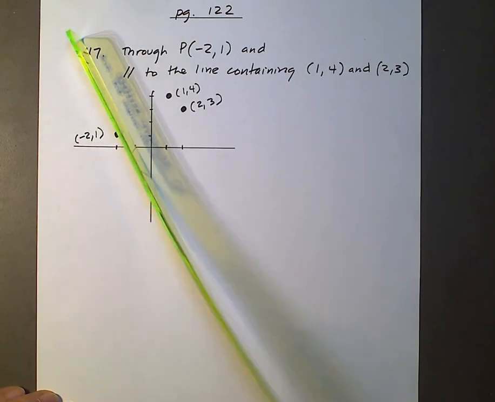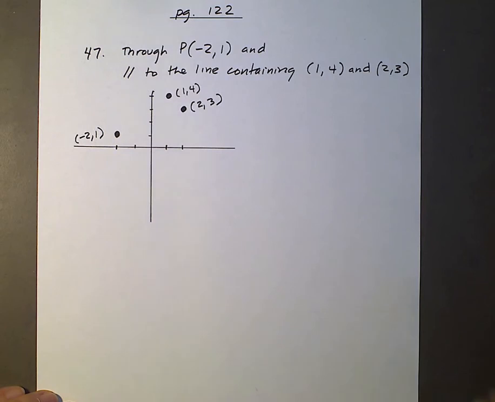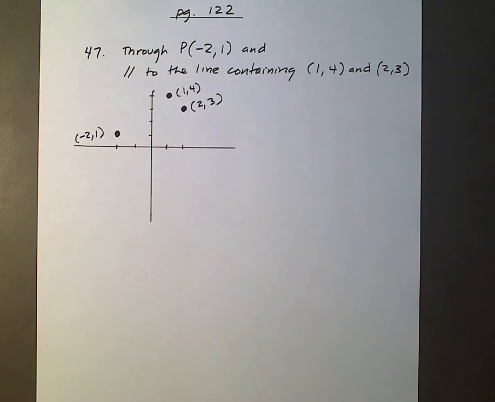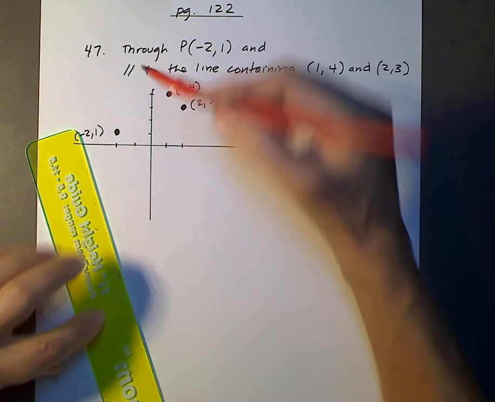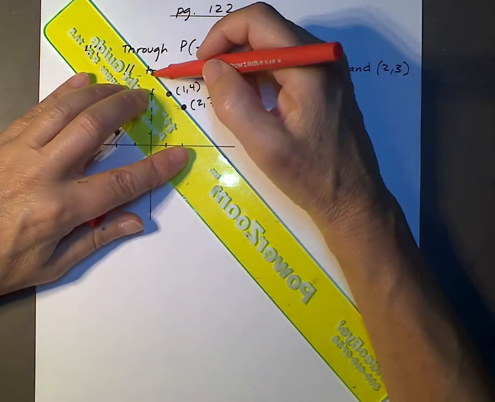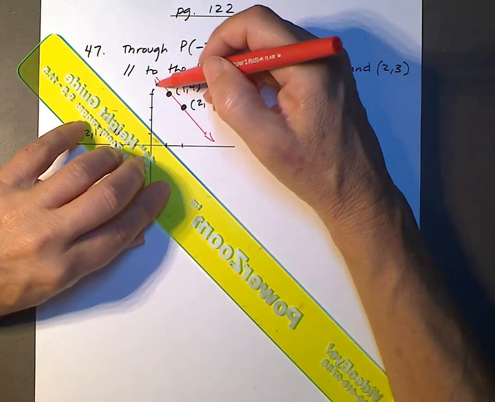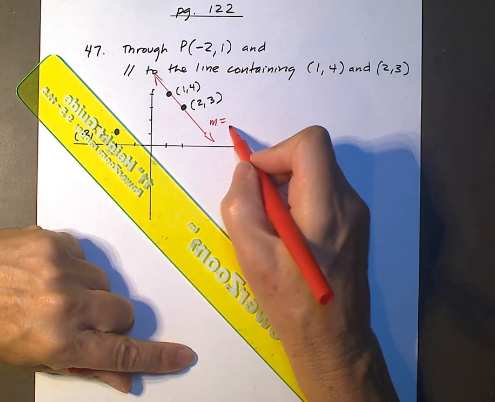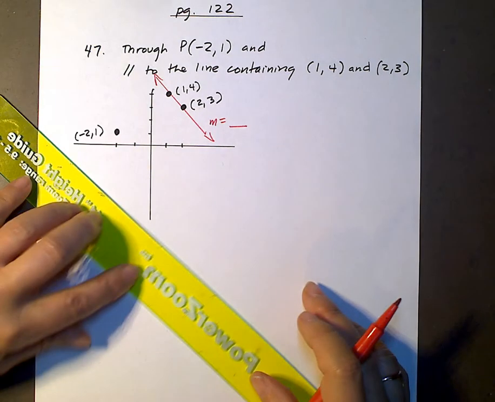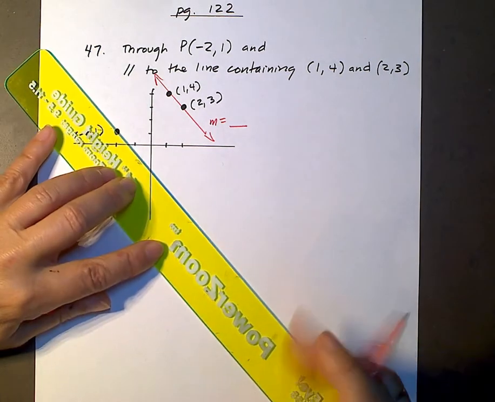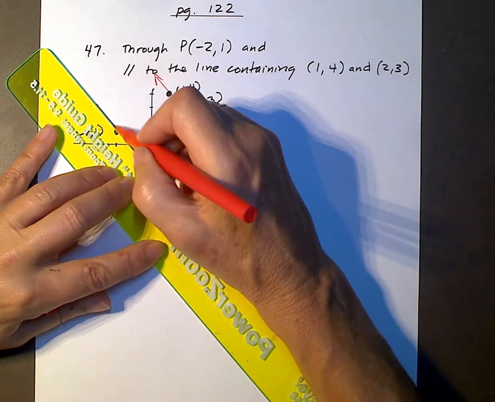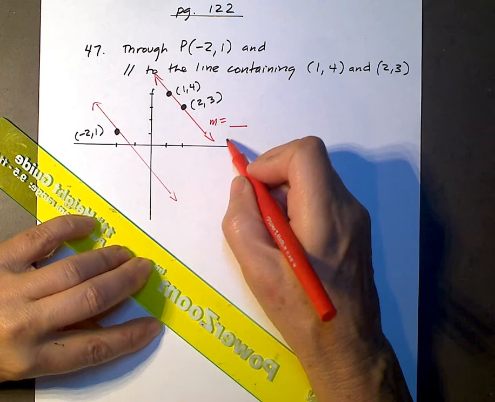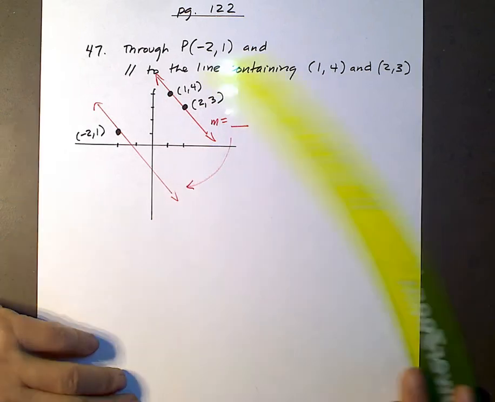And that line has to be parallel to the line that contains these 2 points. So if you think about what that looks like, you've got a line that goes through these 2 points that has some equation, and we want to find that slope, right, of that line. And once we know the slope of that line, then we need to put a line through this point at negative 2, 1 that's parallel. So this is going to have the same slope, but just going through a different point.